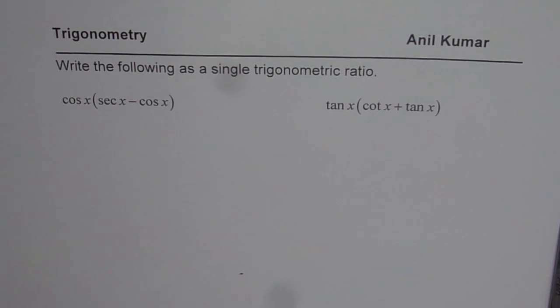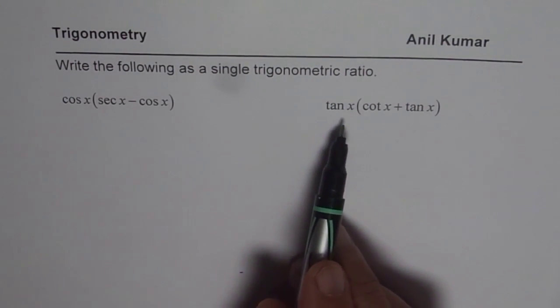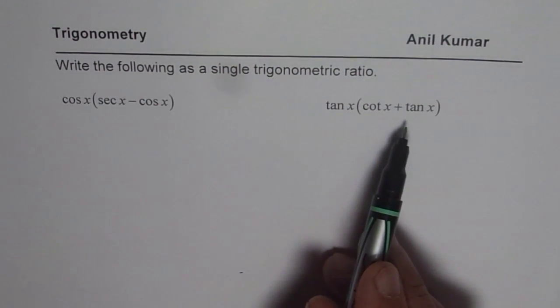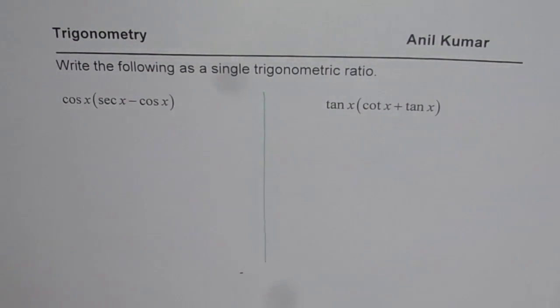The question here is, write the following as a single trigonometric ratio. So we have two questions here. The first one is cos x times (secant x minus cos x). The other one is tan x times (cotangent x plus tan x). Both of them are very similar, so let's do them one by one.